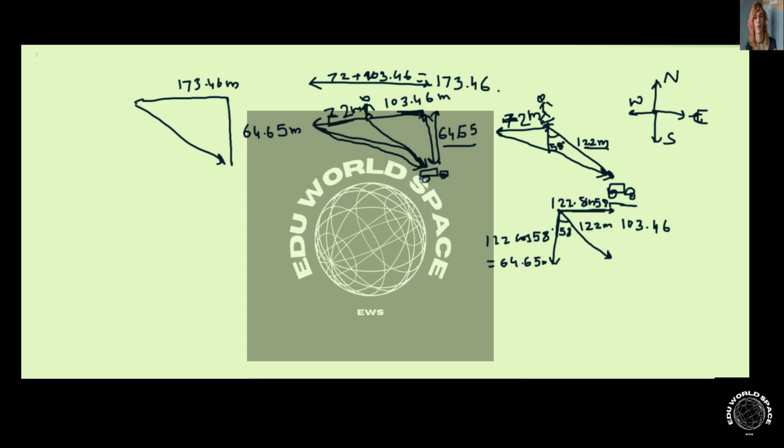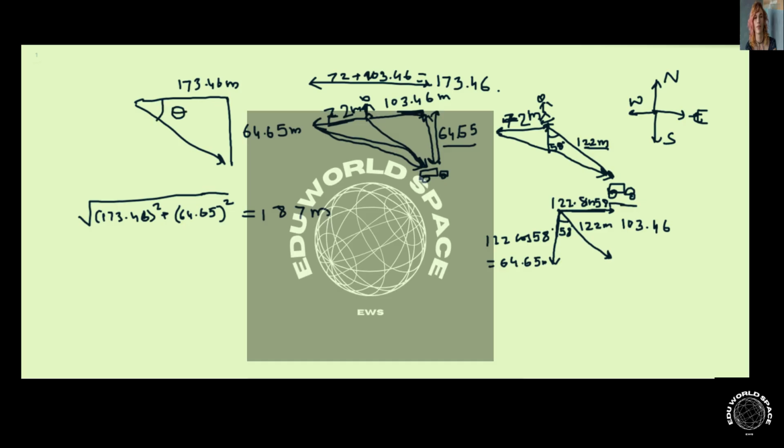Now, the total length of this vector can be found using Pythagoras theorem. It would just be the square root of the sum of the squares of the sides. Hence, it would be the square root of 173.46 squared plus 64.65 squared. We can plug this into a calculator and see that this is 187 meters.